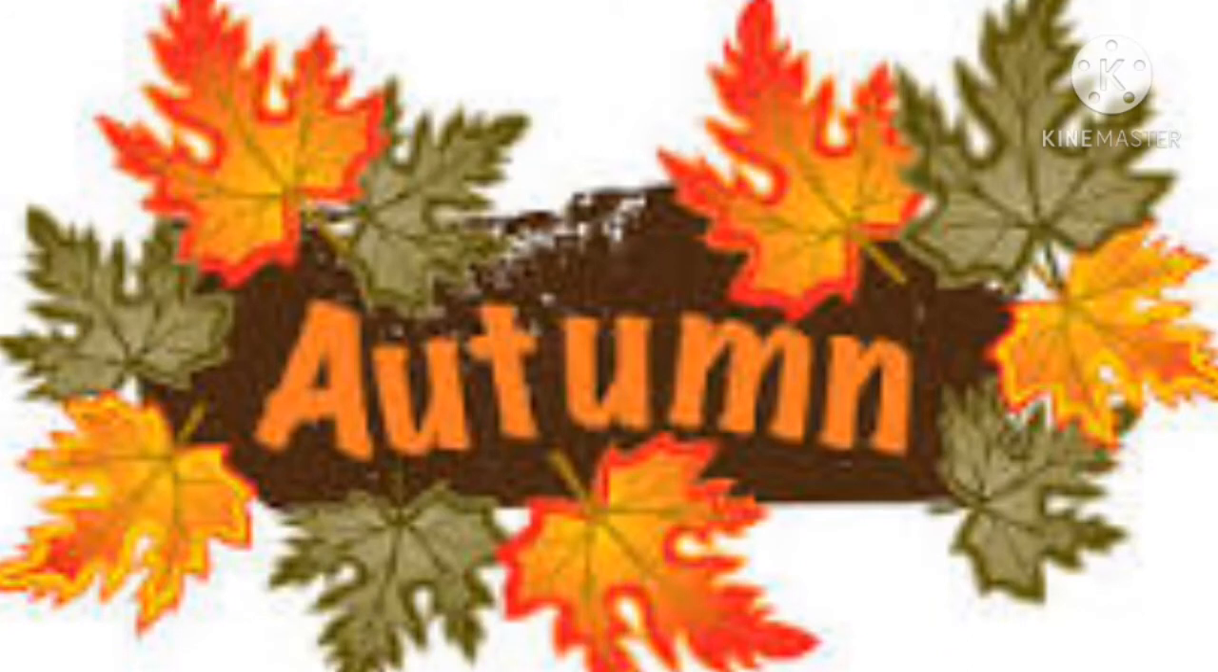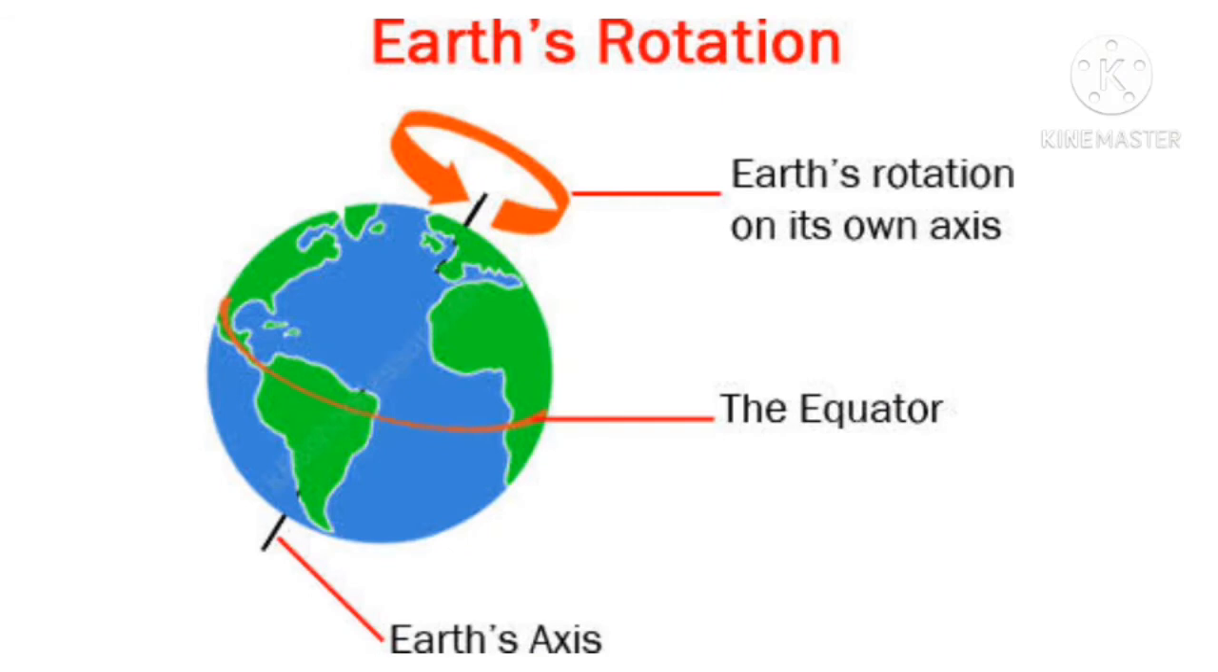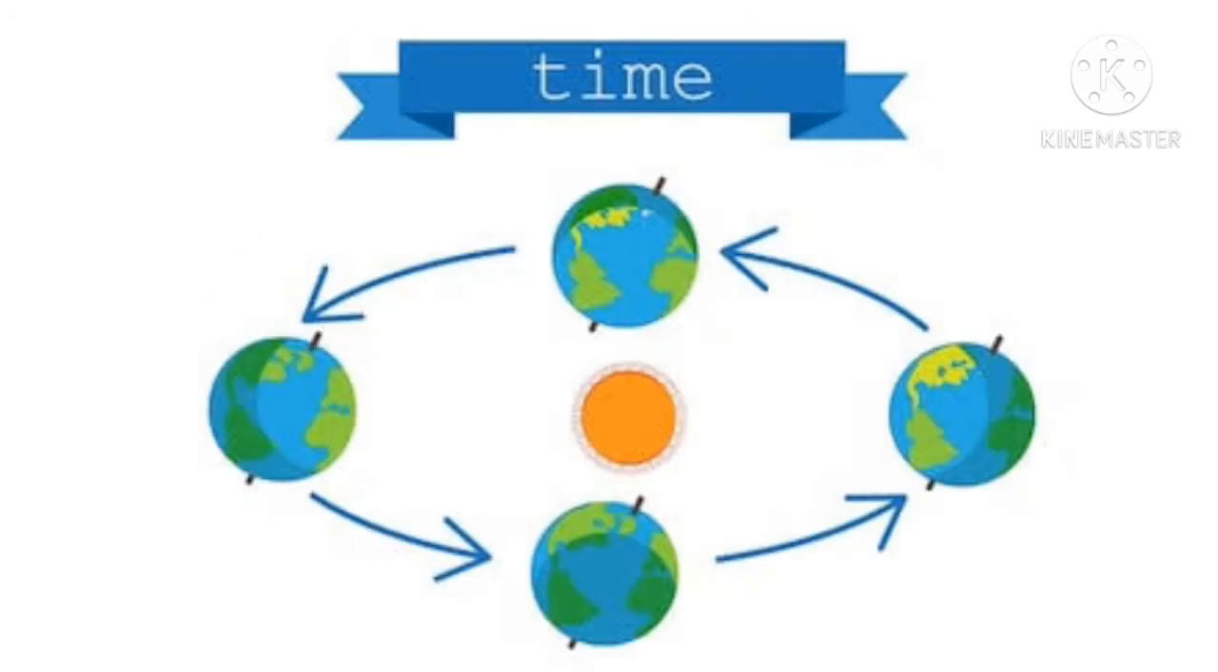We know that our planet Earth is slightly slanted and it's rotated on its own axis. This is called rotation. At the same time, it also revolves around the sun. This is called revolution.